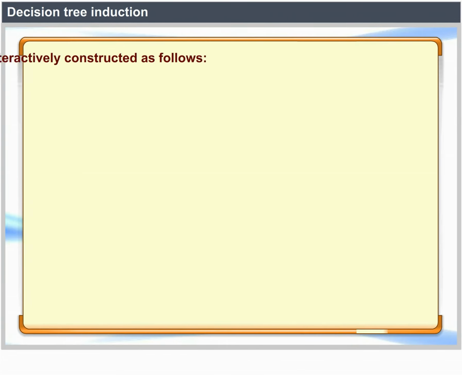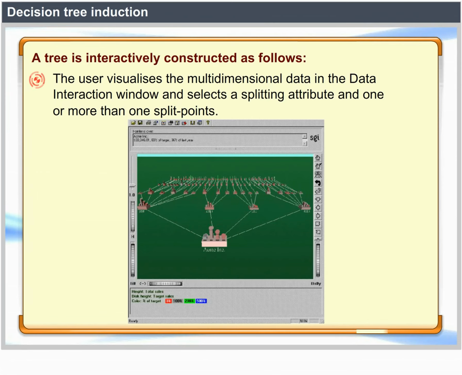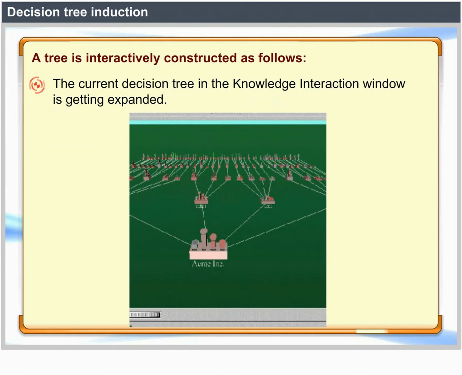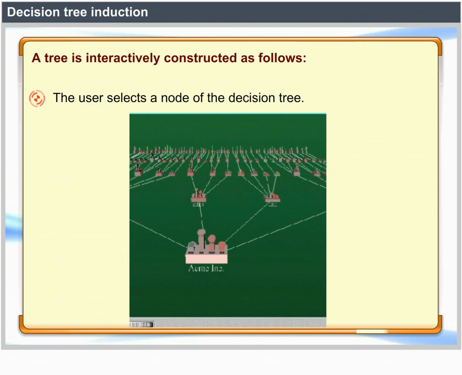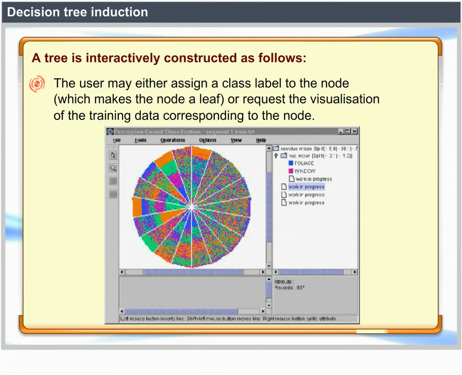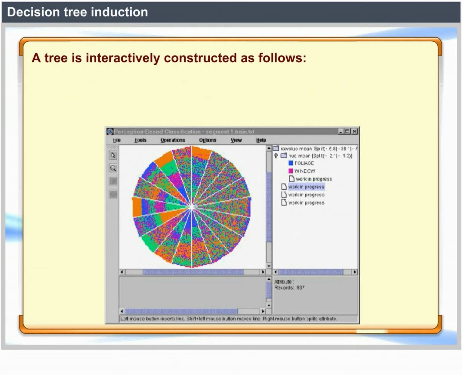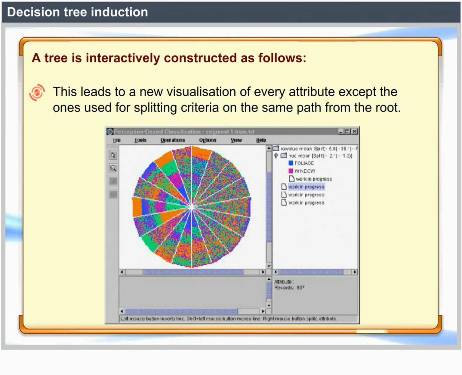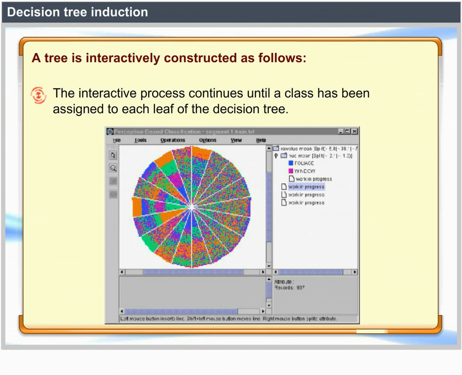A tree is interactively constructed as follows. The user visualizes the multidimensional data in the data interaction window and selects a splitting attribute and one or more split points. The current decision tree in the knowledge interaction window is expanded. The user selects a node of the decision tree. The user may either assign a class label to the node, which makes the node a leaf, or request the visualization of the training data corresponding to the node. This leads to a new visualization of every attribute except the ones used for splitting criteria on the same path from the root. The interactive process continues until a class has been assigned to each leaf of the decision tree.